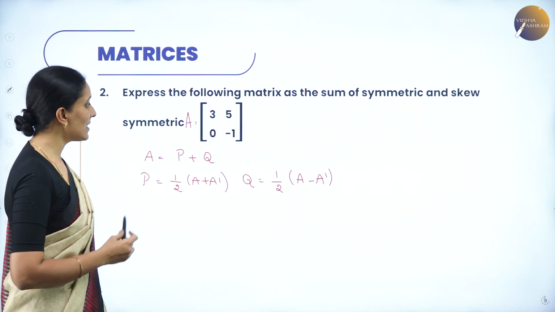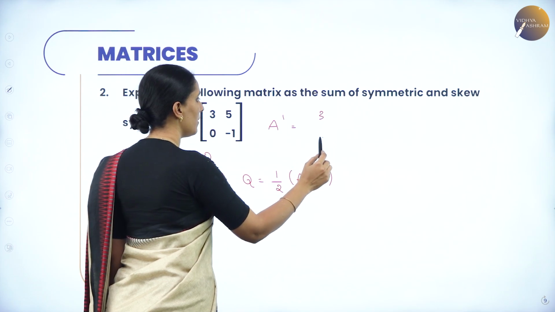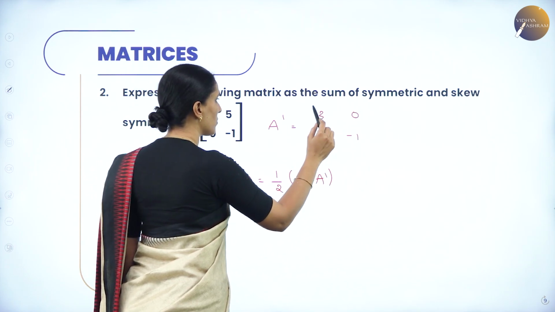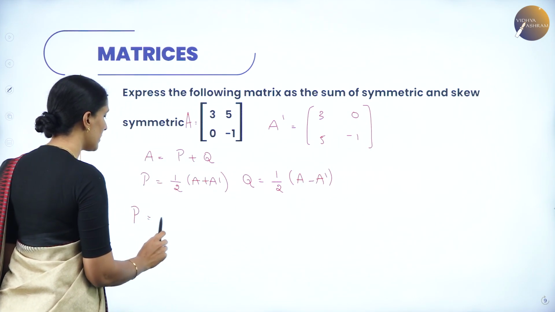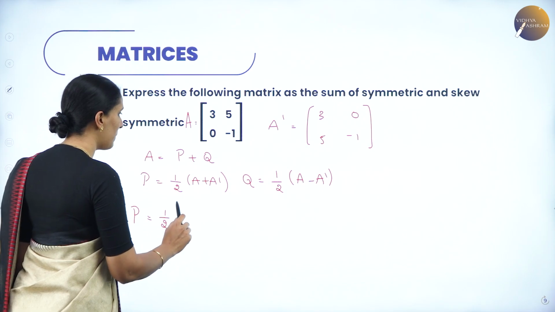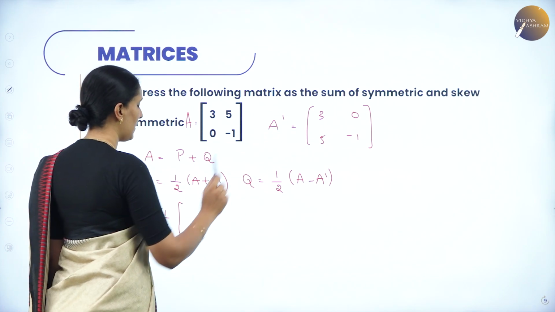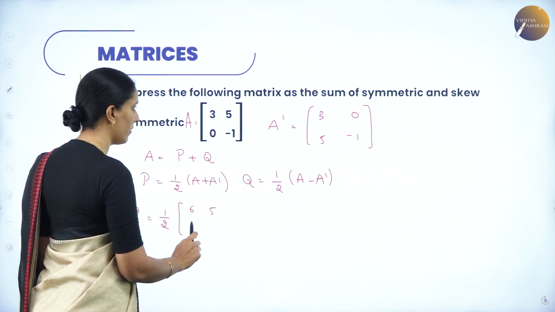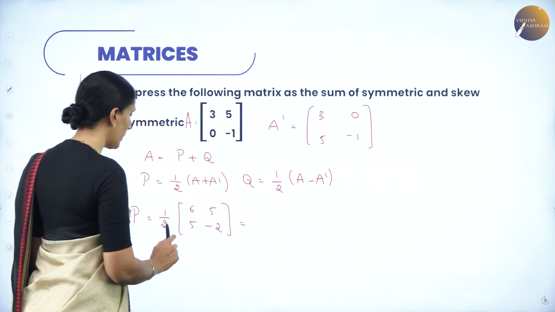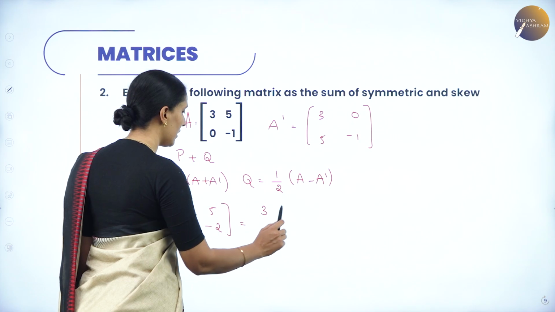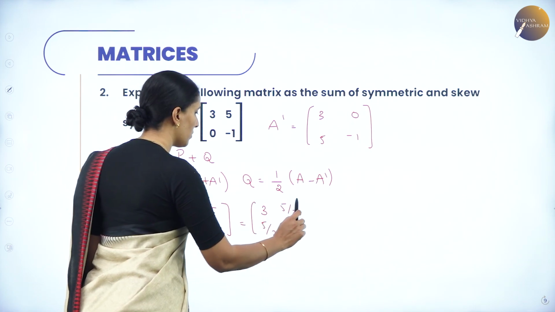If matrix A is [3, 5; 0, minus 1], what is its transpose A dash? It is [3, 0; 5, minus 1]. Now let's find P. P is equal to half of A plus A dash. That means we need to add these two matrices. So we will get 3 plus 3 is 6, 5, 5, minus 1 plus minus 1 is minus 2. So now P we'll get as [3, 5 by 2; 5 by 2, minus 1]. So this is your P.